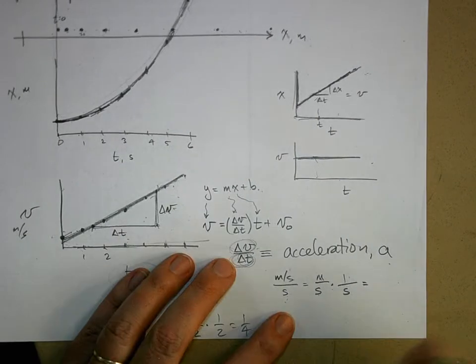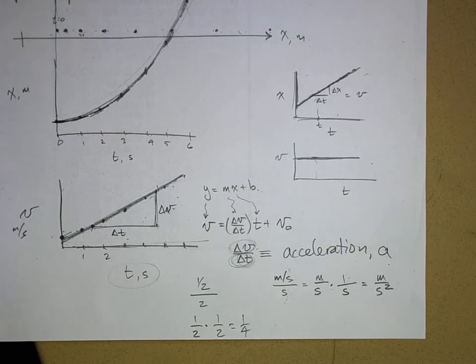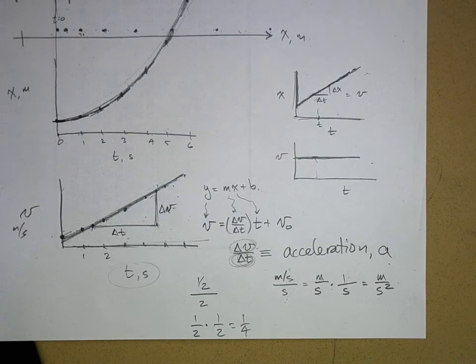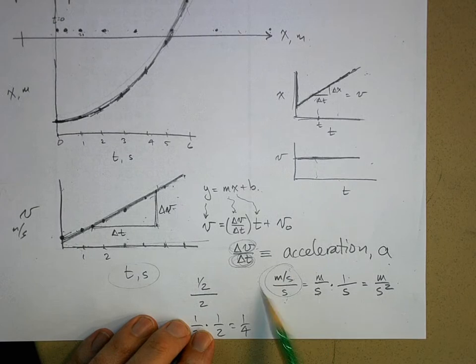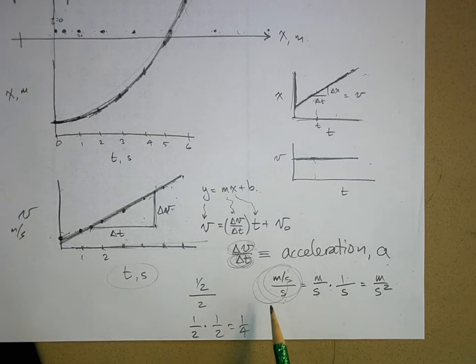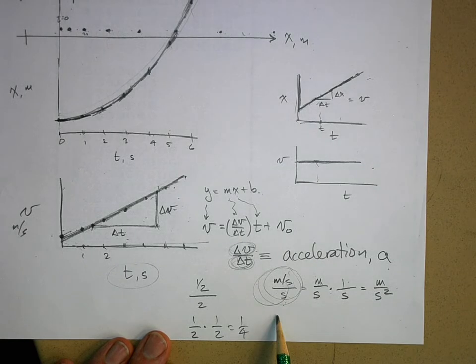And so that's going to be meters, and then seconds times seconds. This is meters per second squared. Folks, listen. I don't know what a square second is. There's no such thing as a square second. But this means something. I do understand this. This is how many meters per second I increase my velocity every second. Right? Does that make sense?